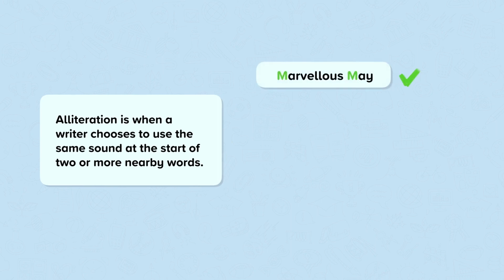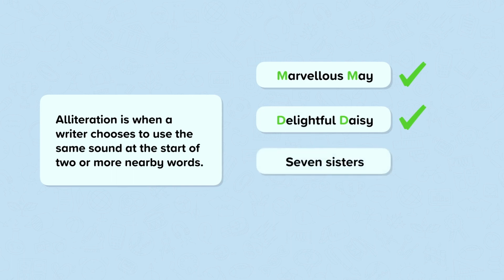Marvellous May. This is an example of alliteration of the letter M. The letter M is used at the start of both words, marvellous and May. Delightful Daisy, Seven Sisters, and Counting Coins are all examples of alliteration too.